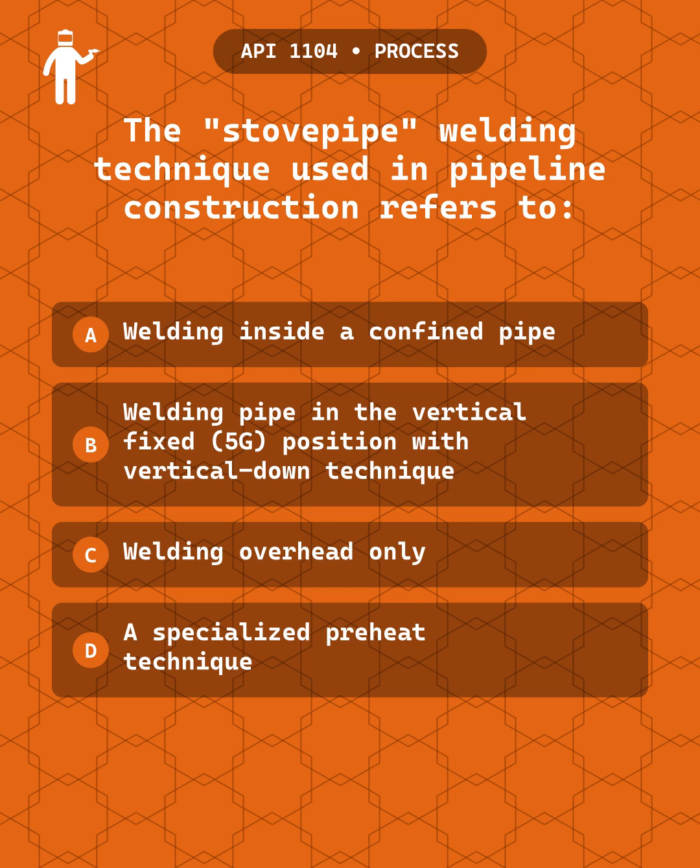Question 3. The stovepipe welding technique used in pipeline construction refers to A, welding inside a confined pipe, B, welding pipe in the vertical fixed 5G position with a vertical down technique, C, welding overhead only, or D, a specialized preheat technique?